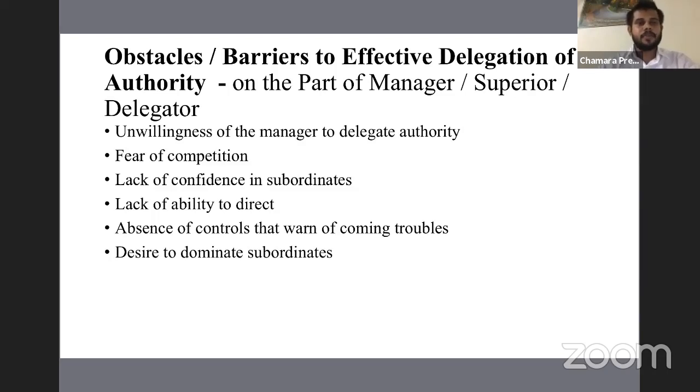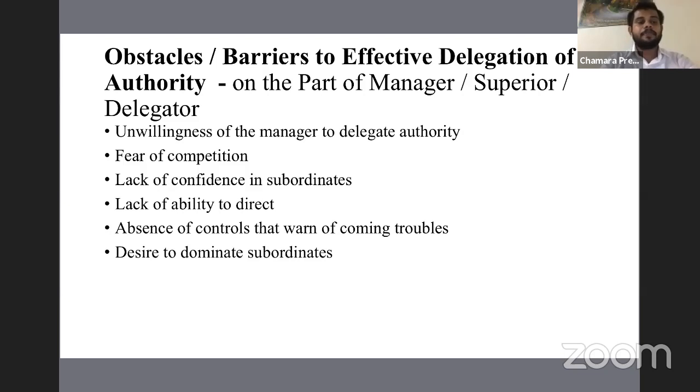Then, lack of confidence in subordinates. Sometimes a manager doesn't have confidence in their subordinates. If I give this task to this person, I'm not sure whether he will do it or not, because I don't have the required confidence. Then, lack of ability to direct. Sometimes managers can get things done themselves, but they can't delegate to somebody else and get it done, because they don't have the ability to direct others. Then, absence of controls that warn of coming troubles.